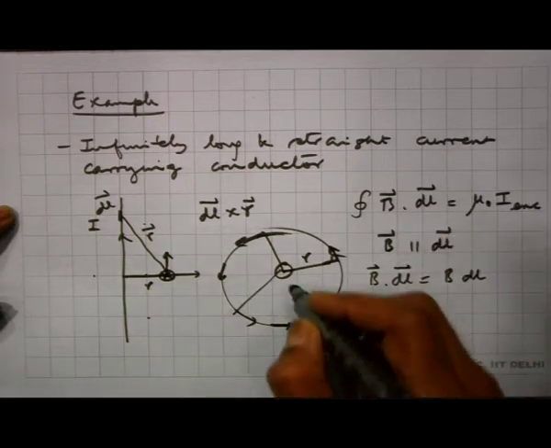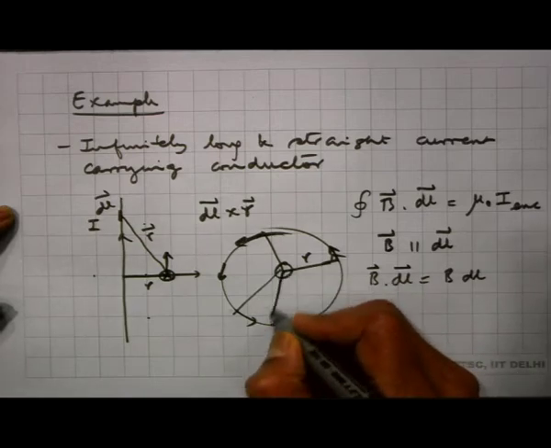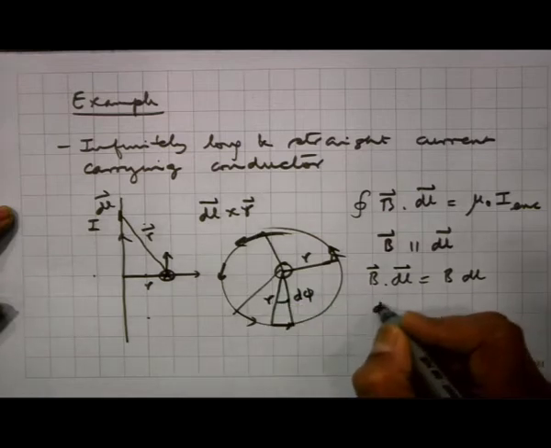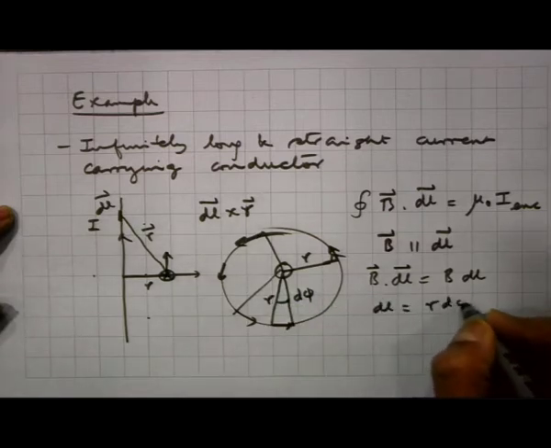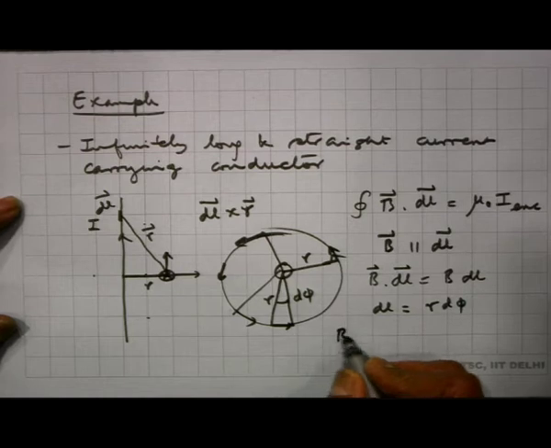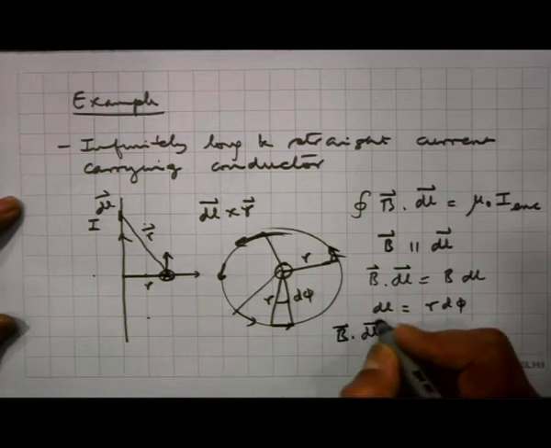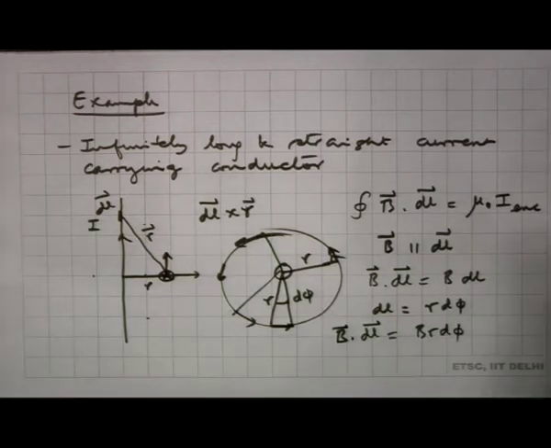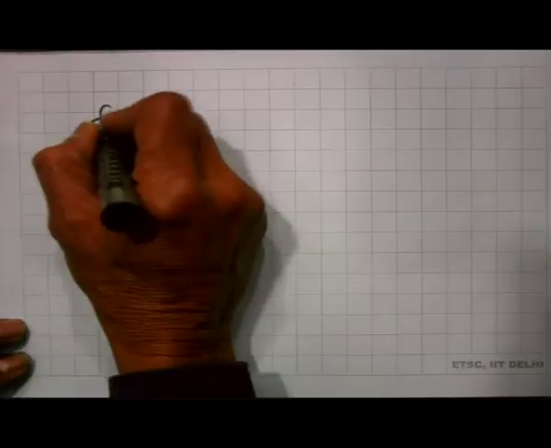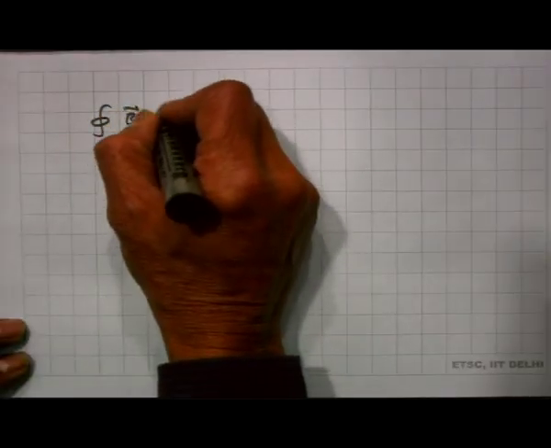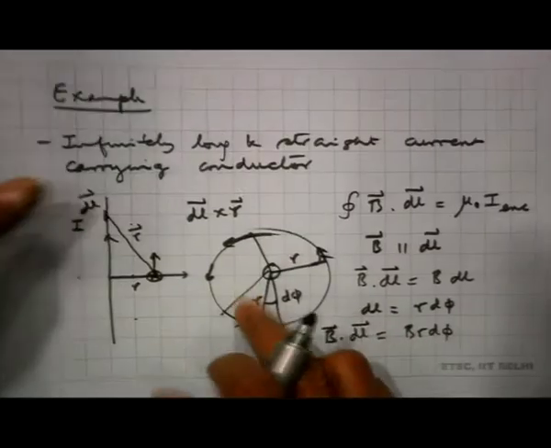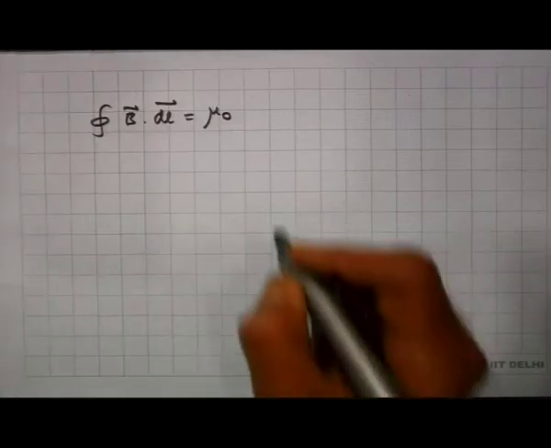And what is dl? So, dl, for example, if this angle is d phi and this is r, dl is nothing but r d phi. So, B dot dl is B r d phi, and so Ampere's law gives me the integral of B dot dl is equal to mu 0 times the current enclosed, which is just the current I carried by the conductors, which is mu naught I.